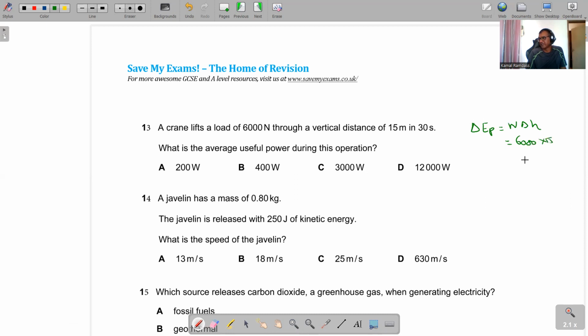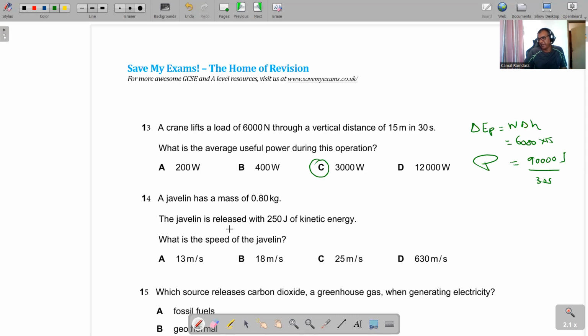Vertical distance, c'est 15. 6000 fois 15 fait 90 000 joules. 30 secondes, on divise par 30 secondes, ça te donne power. 90 000 divisé par 30, on gagne 3000 watts.